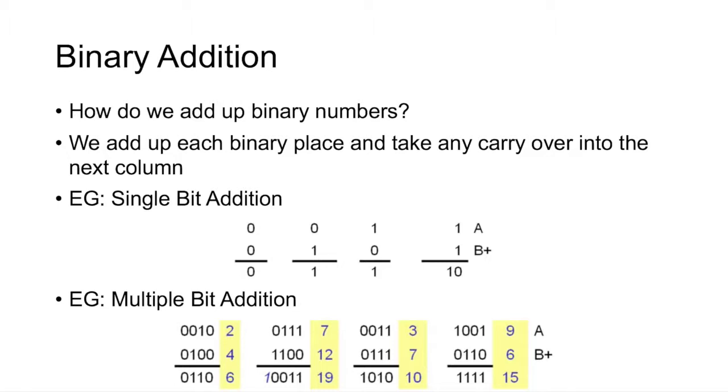There are a couple of examples of multiple bit addition down the bottom. 2 plus 4 is 6. 2 is 0, 0, 1, 0. 4 is 0, 1, 0, 0, and 6 will therefore be 0, 1, 1, 0. Looking at the second one, 7 plus 12 is 19. You'll see that 7 is 0, 1, 1, 1, and 12 is 1, 1, 0, 0. And there will be a carry in the second column from the left.